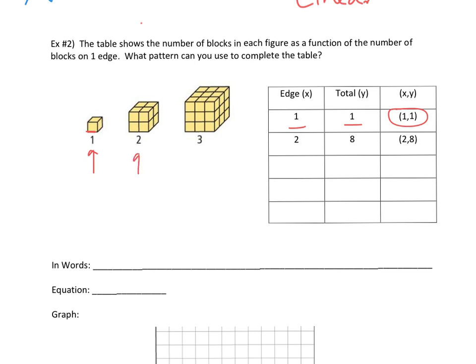Okay? Then you look at this one. How many blocks are there on one edge of that figure? 2. That's this. But how many total blocks are in the figure? 8, right? You have the 4 on the front and then the 4 that are on the back. So you have 8 total blocks, which gives you the point 2, 8. Okay, that's the point on our graph. Okay, so now look at this next one. How many blocks do you have on your edge? 3. Okay, how many total blocks are there?